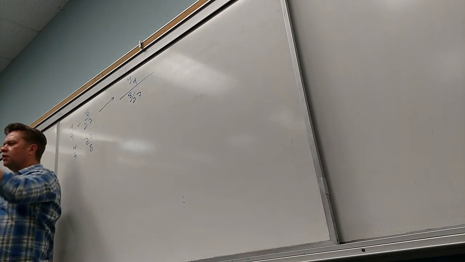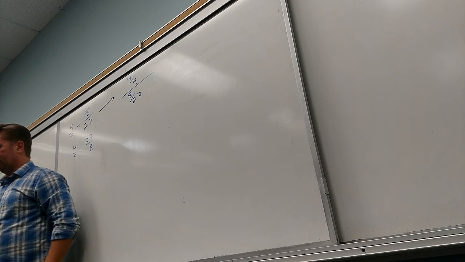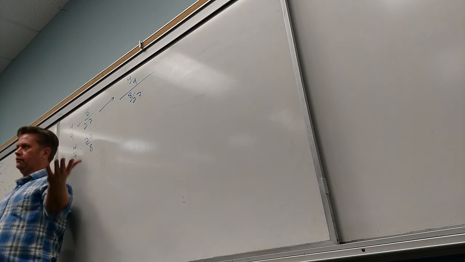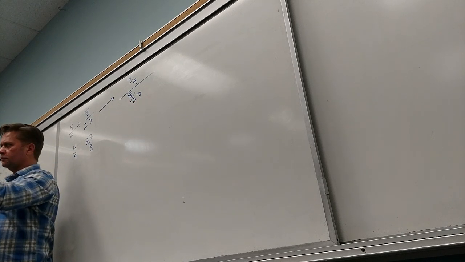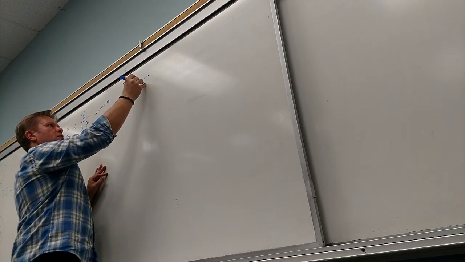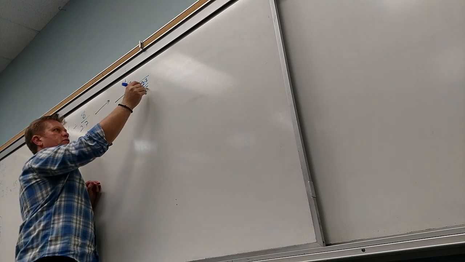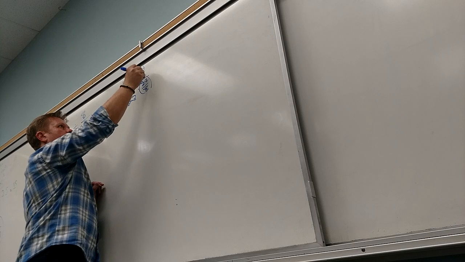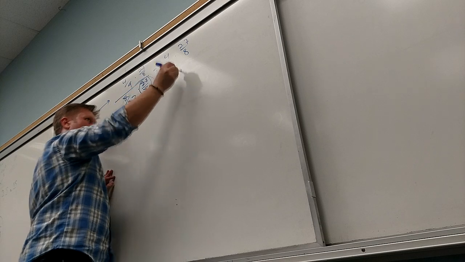What's the best number to have on the bottom of something? 1, because then it's not really a fraction, is it? It's 7 over 1 is 7. What do I multiply this by to make it become 1? The reciprocal. It's being divided by 2/7, so how do I cancel that out? Multiply by 7/2. See how they cancel? Now, whatever I do to the bottom, I better do to the top. So this is 4/9 times 7/2 over 1.